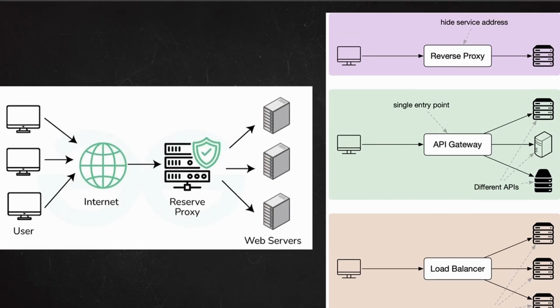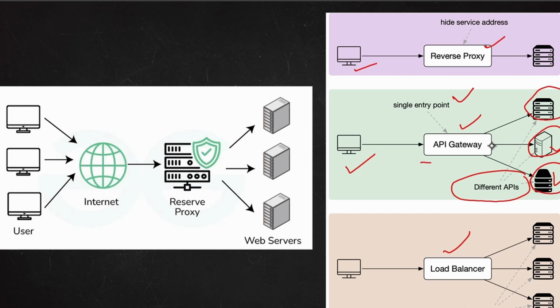And if you want to understand the difference between reverse proxy, API gateway and load balancing: reverse proxy is nothing but this is the client. From the client you are getting a request and it goes to the server, and it hides the service address. In the same way, an API gateway also gets a request from the client, and it goes to the particular service or server. We have a single point of entry, and we have different APIs. For each separate server we have a separate API, so for separate APIs we have something known as an API gateway.